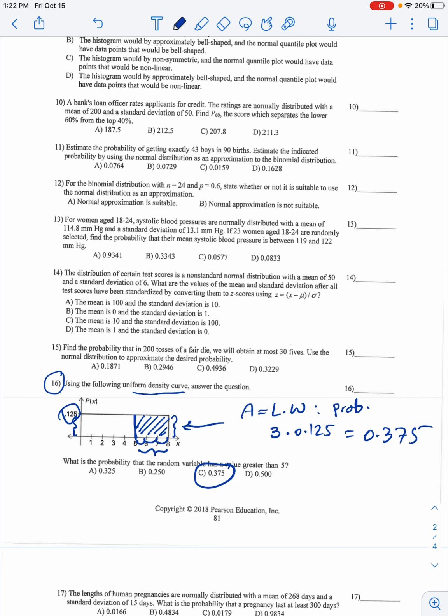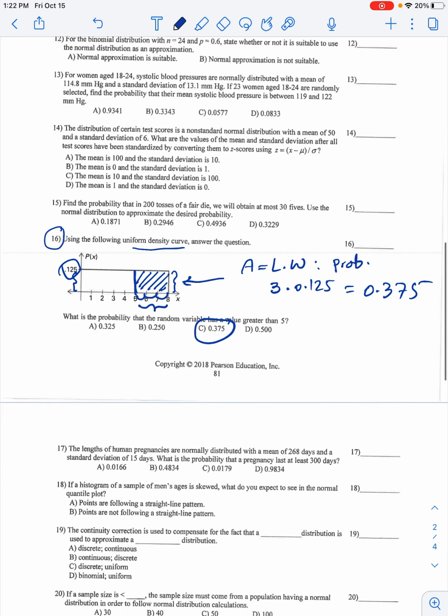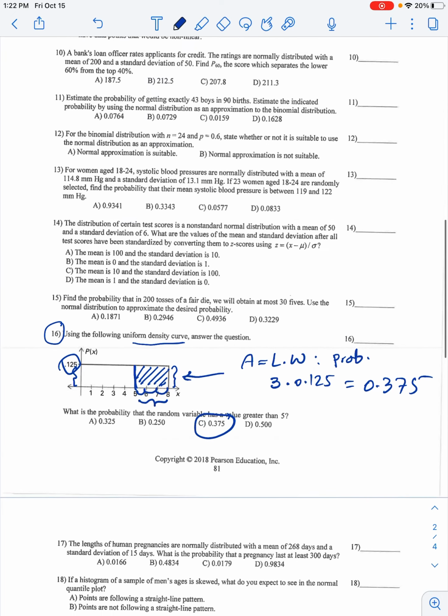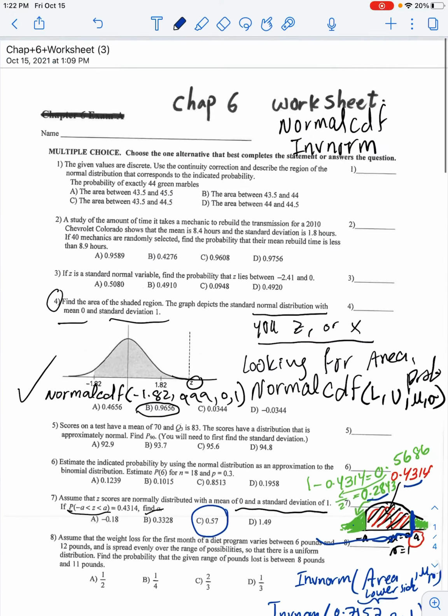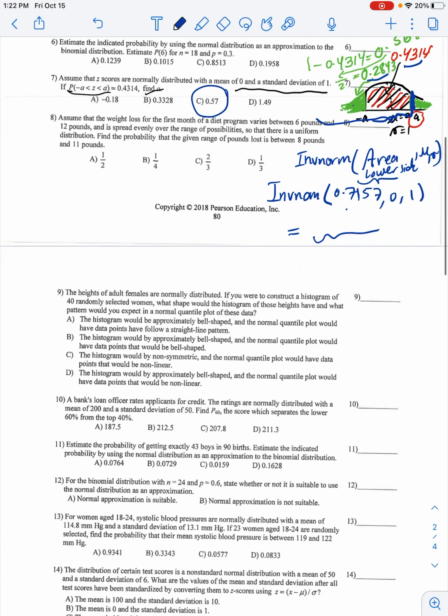Okay, I hope you will be able to do the problems of this chapter as well. Again, I'm giving you a couple of examples so you know how to show your work for the test.